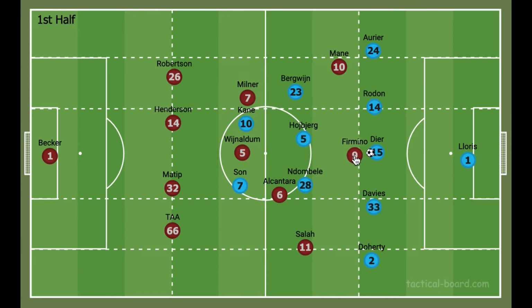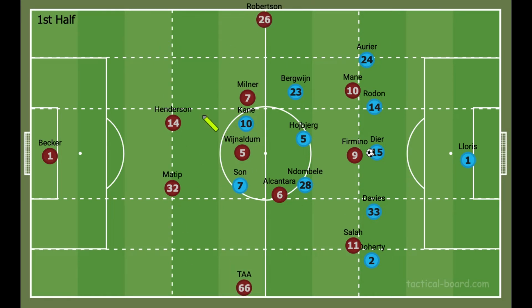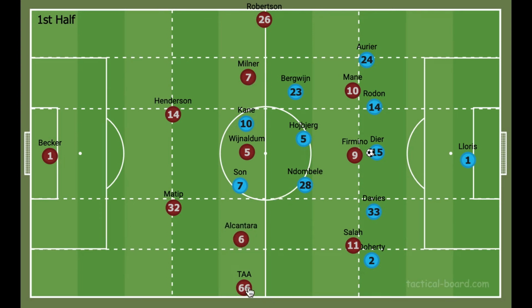So we have Firmino, Mane coming narrow, Salah coming narrow, as they often made these runs between the lines into the half spaces, taking advantage of the central defenders. Robertson, Trent Alexander-Arnold oftentimes played in the wider areas, with Wijnaldum as the pivot, Milner in one half space, and Thiago in the other. So Robertson and Trent Alexander-Arnold move up the field.